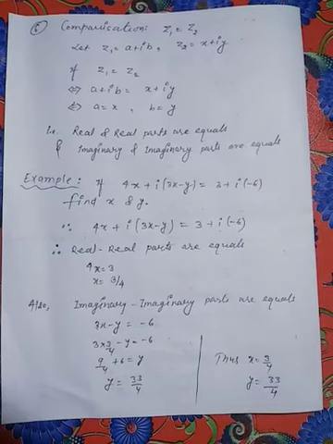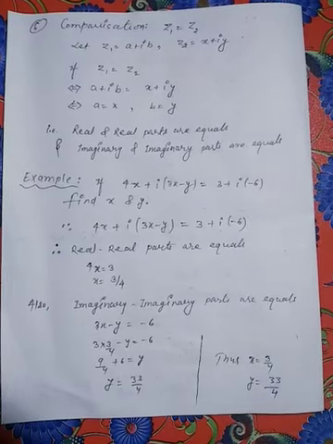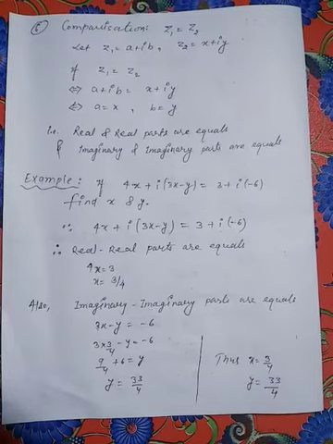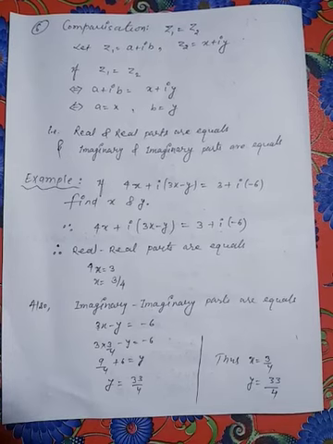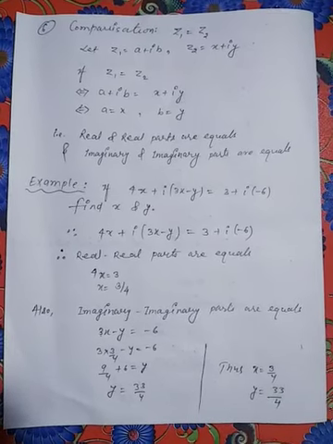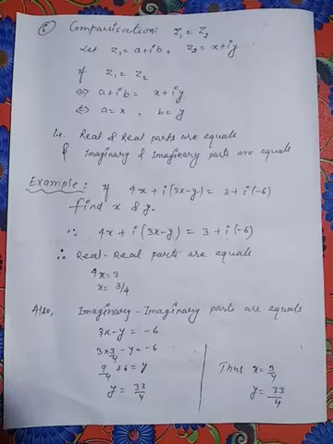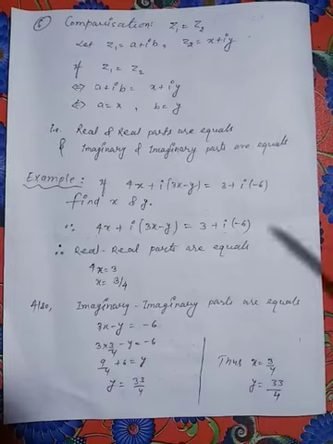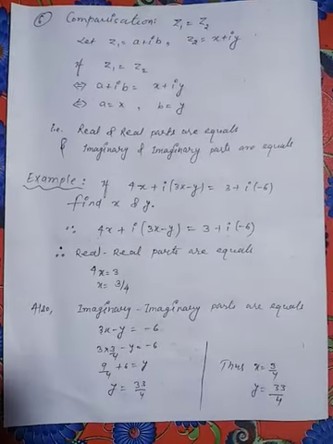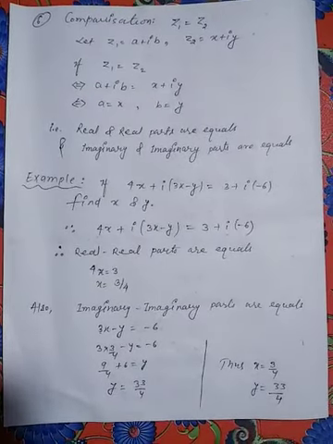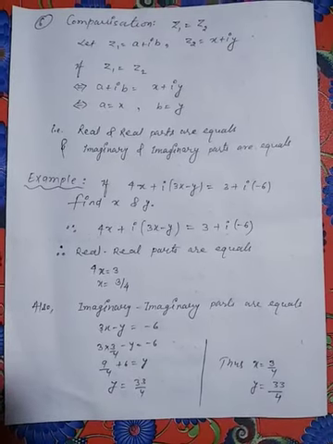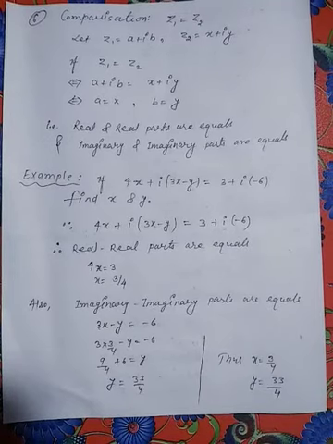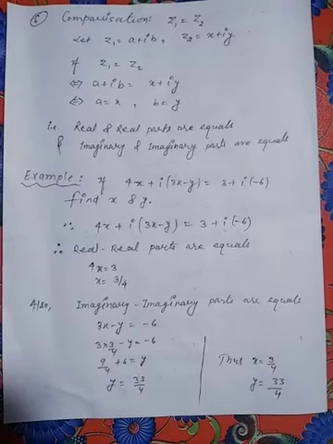If 4x plus i bracket 3x minus y equal to 3 plus minus 6 iota, then find x and y. Since real and real parts are equal, also imaginary parts are equal. Then after simplify we get x equal to 3 by 4 and y equal to 33 by 4.